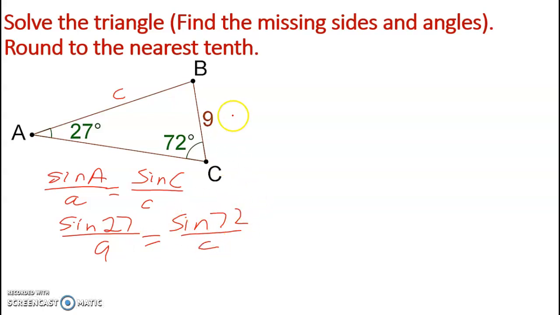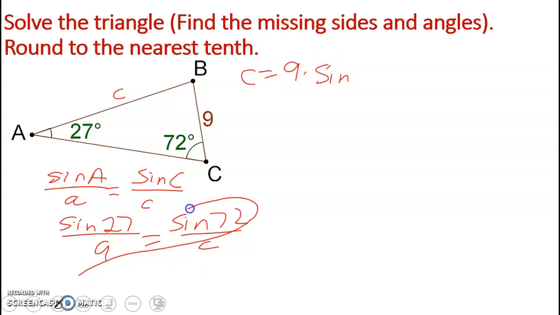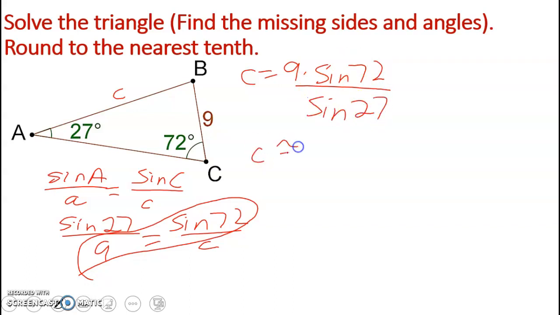We cross multiply, C is going to equal 9 times sine 72 divided by sine 27, which will be approximately, they want us to round to the nearest tenth, 18.9.